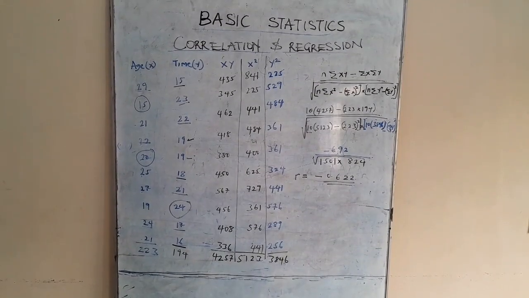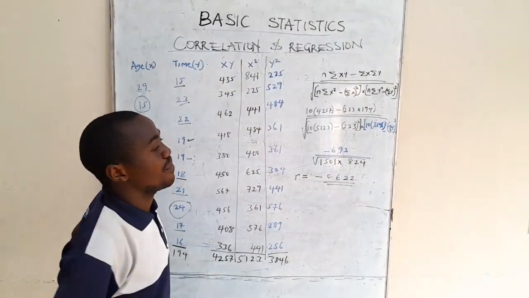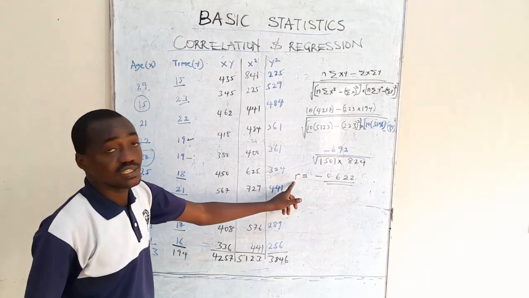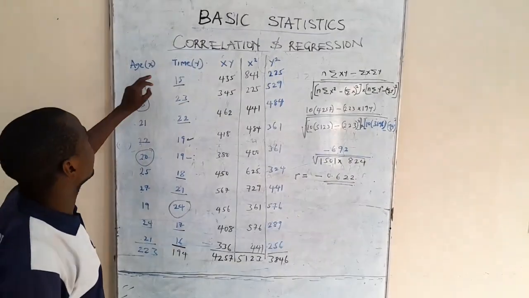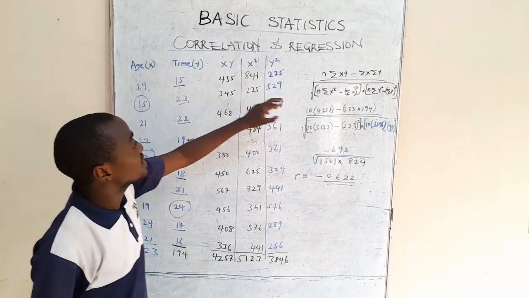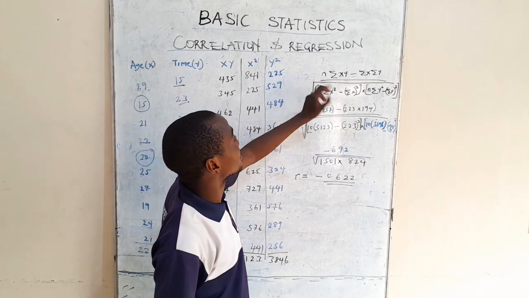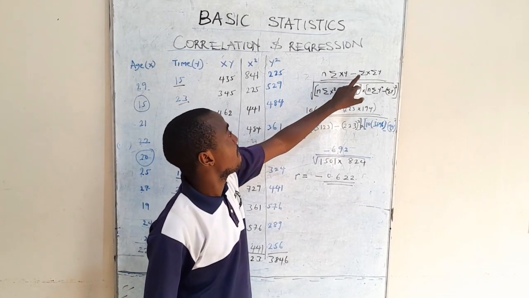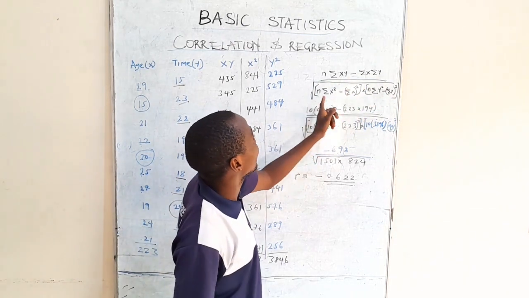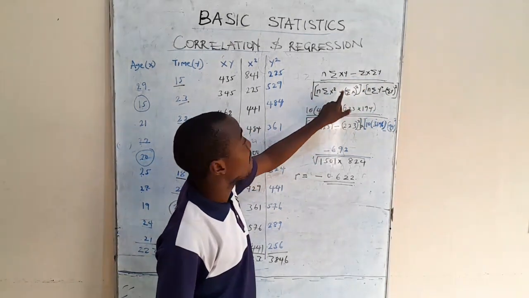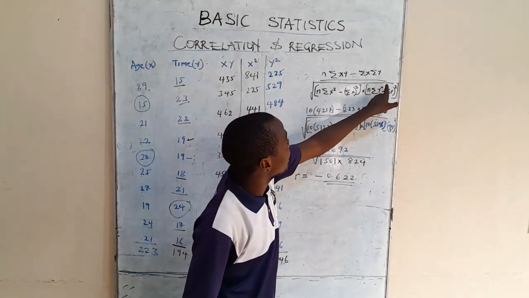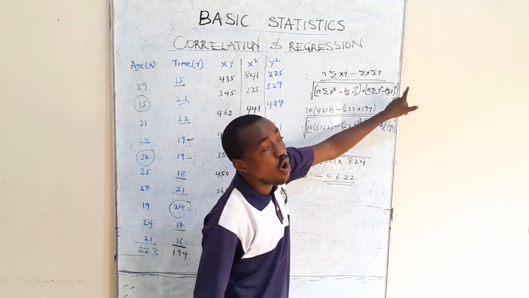Okay, so now we want to use the Pearson correlation method to find the correlation coefficient. We have our A, which is X, and we have our time, which is Y. Now look at this formula. This is the formula for Pearson: n summation xy minus summation x times summation y, divided by the square root of n times summation x squared minus summation x all squared, times n summation y squared minus summation y all squared.